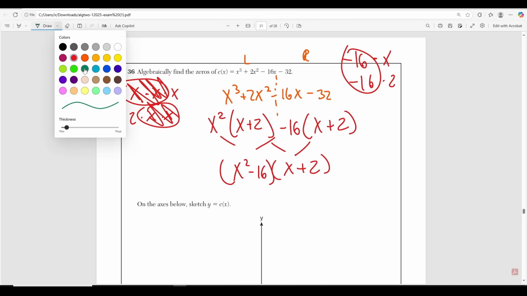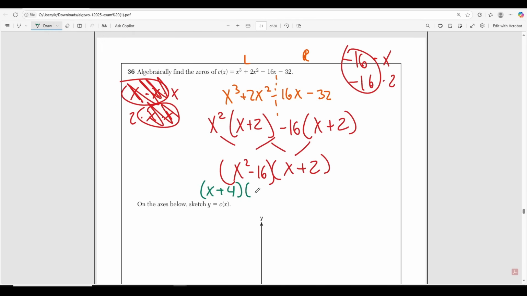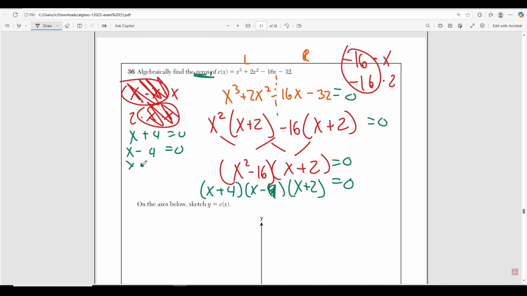Right, so we can factor this out into x plus 4 times x minus 4 times x plus 2, right? And whenever you factor out something or you're finding the zeros, you always set it equal to 0 at the end, okay? So essentially, if any one of these parentheses is equal to 0, the whole thing gets turned into 0. So all you have to do is set each one of your parentheses equal to 0. So x plus 4 equals 0, x minus 4 equals 0, and then finally x plus 2 is equal to 0. So the zeros are x equals negative 4, x equals positive 4, and x equals negative 2. So these are all of our zeros.